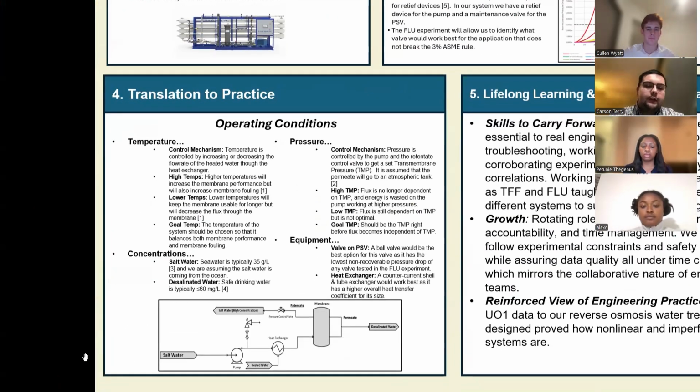So looking at translating this to practice is all about looking at our different operating conditions. For temperature of the system, we want to balance both membrane performance and membrane fouling, because at higher temperatures, you're going to get a better performance out of the membrane, but you're also going to increase the membrane fouling, which is increased cost for maintenance. We can control the temperature of the system by controlling the flow rate of heated water into the heat exchanger. The pressure of the system is controlled by the pump, and it's all about basically getting an optimal TMP from the membrane, as we don't want to put wasted energy into the pump and not get any flux out of that, because it's no longer going to be dependent on the TMP.